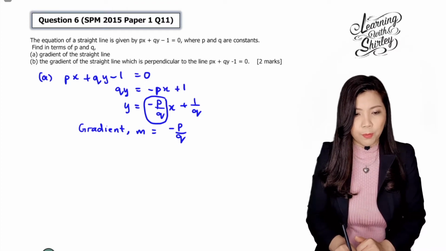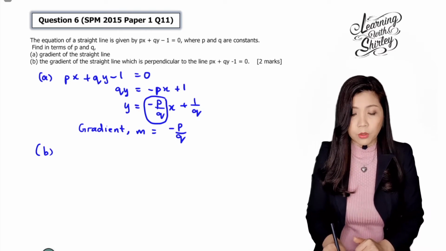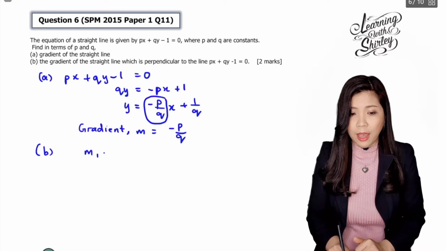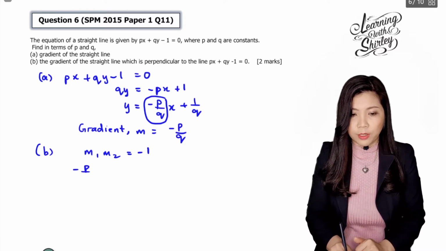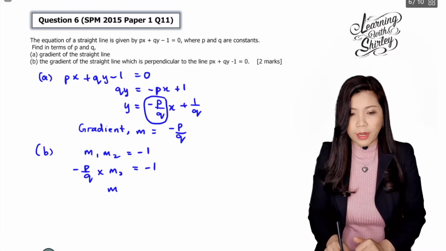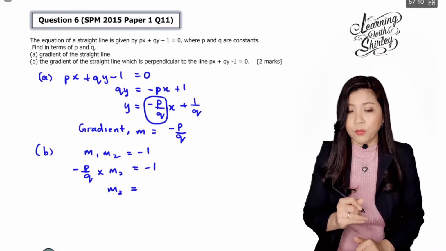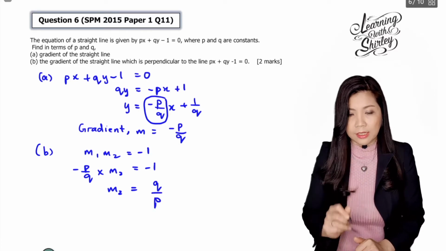Now let's solve for B. The gradient of the straight line which is perpendicular to the line. Perpendicular to the line means we have to use the formula m1 m2 equals -1. So m1 is negative p over q, times m2 equals -1. To find m2, I'm going to shift the negative p over q to the right hand side. So we will get q over p, and that's the answer for B.